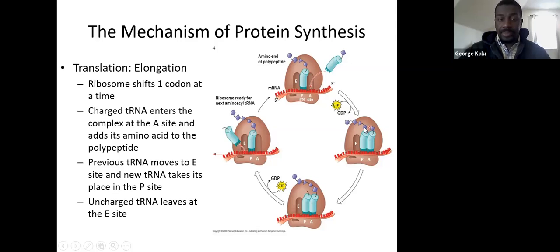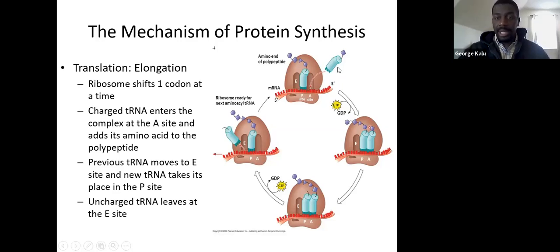The next thing that's going to happen is the polypeptide is going to detach from the tRNA that's in the P site, and it's going to be latched onto the one that's in the A site. The tRNA that is in the P site is going to move to the E site and then get pushed out of the ribosome, ejected, while the one in the A site takes its place in the P site. And then you start this whole process all over again.